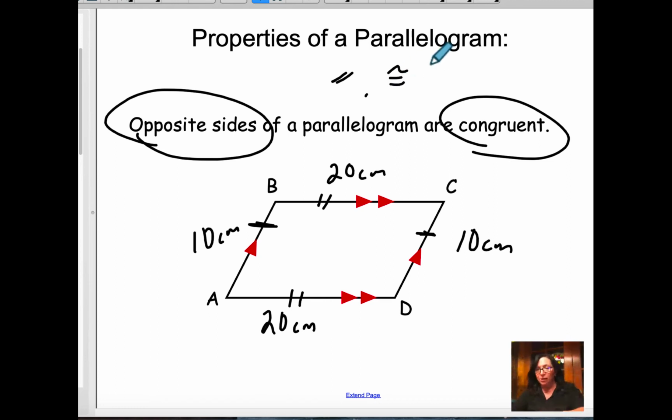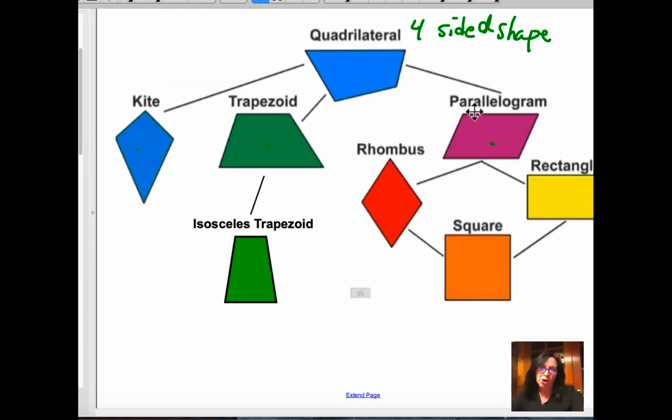If it's a parallelogram. So going back to this shape right here, so far we know that's parallel to that, parallel to that, and this is congruent to this, and this side is congruent to that side. That's what that means. Now, because the rectangle, the rhombus, and the square are all parts of a parallelogram, that means that they're subsets of a parallelogram.